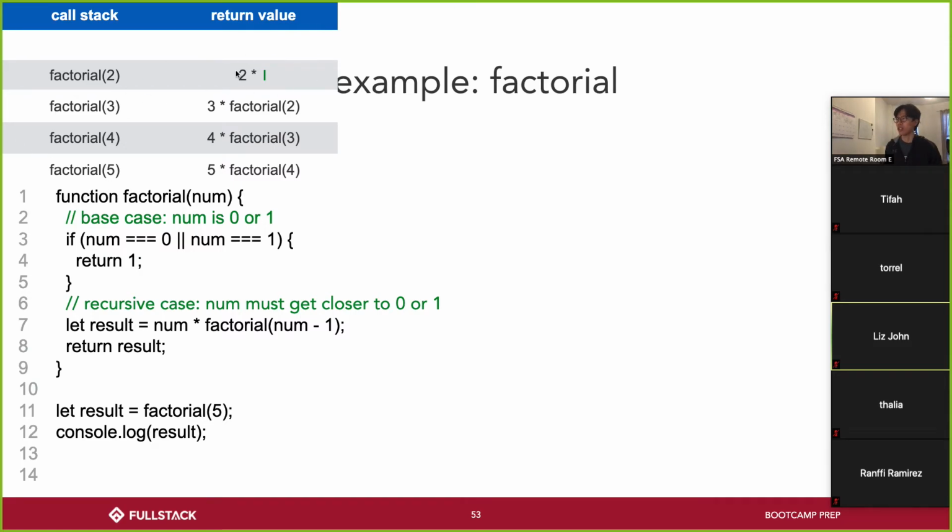So yeah, now 2 is done, right? Because in line 8 it returns 2, so it's done running, and 2 gets popped off, and factorial 2 becomes 2. Then 3 gets popped off, factorial 3 becomes 6. Factorial 4 gets popped off, factorial 4 becomes 24, and then factorial 5 is 5 times 24.